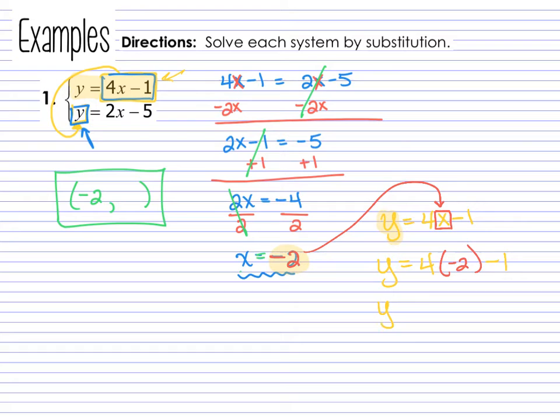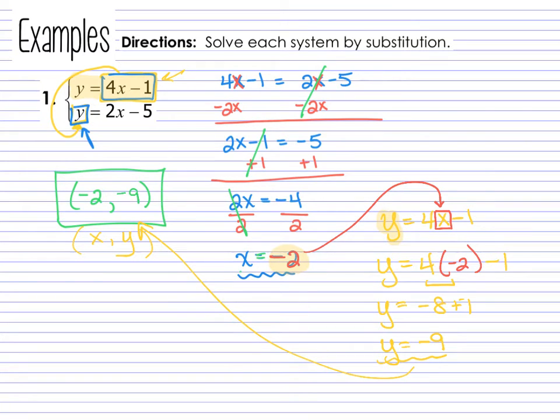Now I'm going to solve. Y equals 4 times -2 is -8 minus 1. Y equals -8 plus -1 is -9. This is my y value for my final answer. Remember up here I've got x comma y. We solved for x before, and now we know that the y value is actually equal to -9.